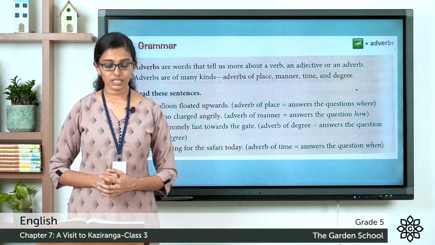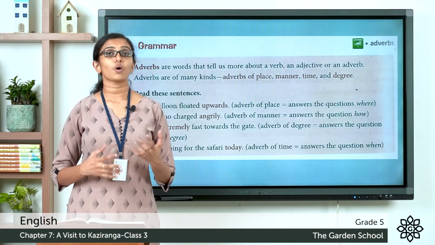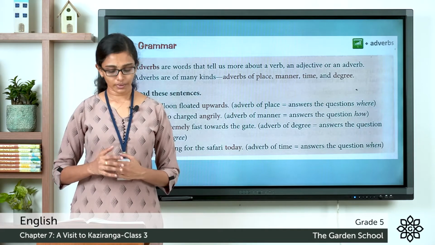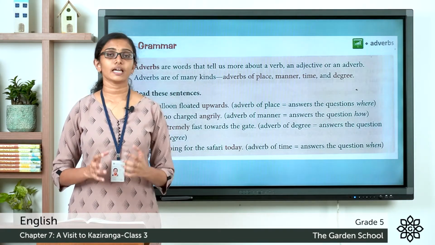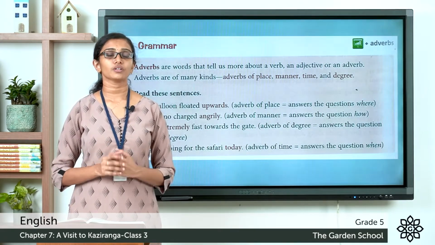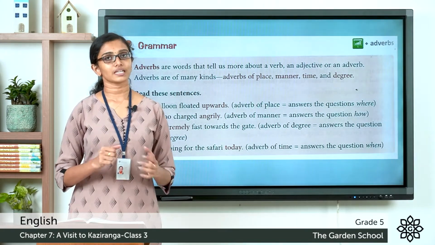Now the next one is adverb of degree and it answers the question to what degree or to what extent the action is done. See one example here. It ran extremely fast towards the gate. So that word extremely shows a degree or to what extent the action was done. So that is an adverb of degree.